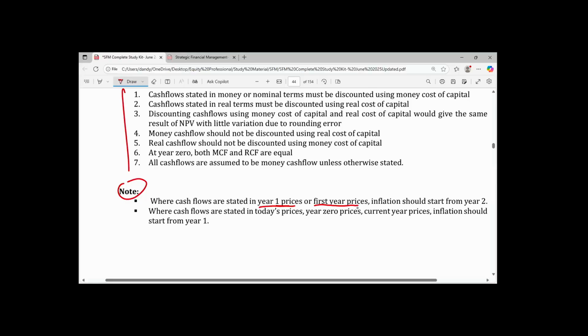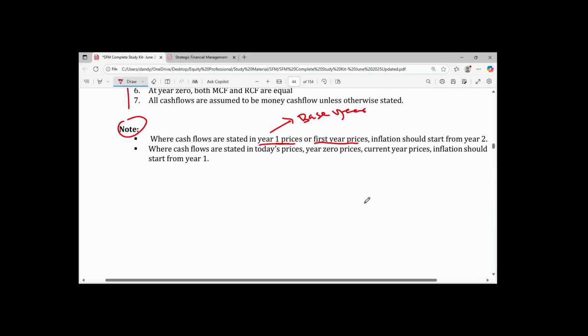But the bottom line is that because you are given year one prices, this year one price is the base year price. So you don't inflate the base year price. So it is that base year you are going to use to get the subsequent years. That's why in this case, let's say, for example, the year one price given to you is 100 naira. And the useful life of this project is 3 years. Therefore, I would then say year one, year two, year three. Let's say this is selling price.